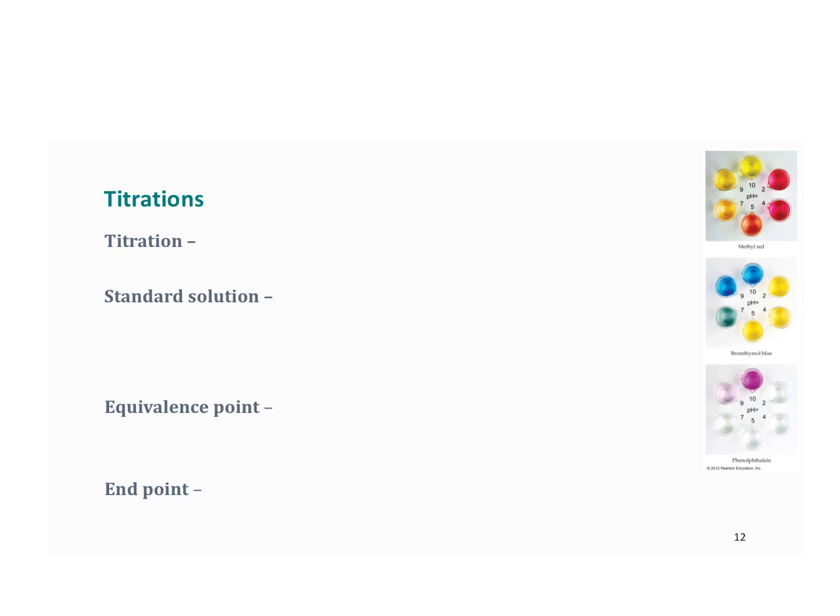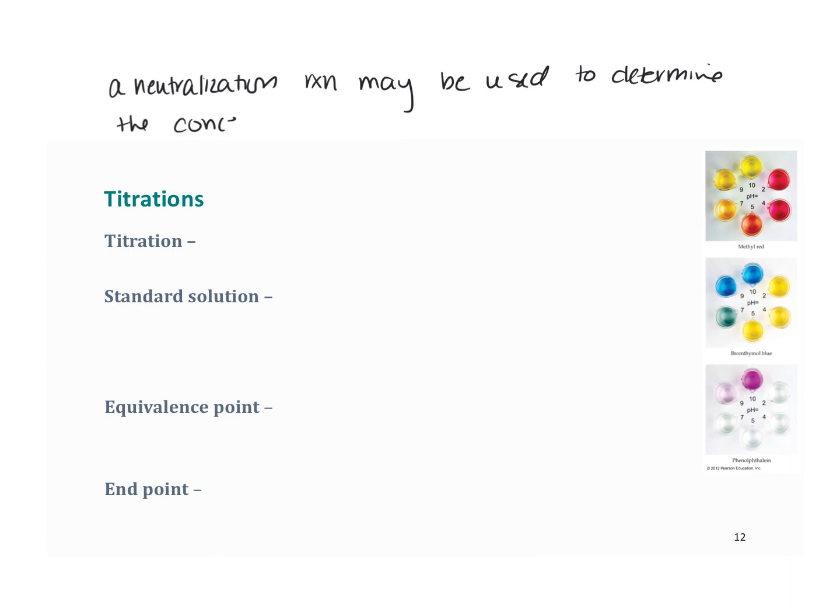In the last screencast, we talked about neutralization reactions, and one of the things to be aware of is that a neutralization reaction may be used to determine the concentration of an unknown acid or base. And the method that we use to do this is called a titration.